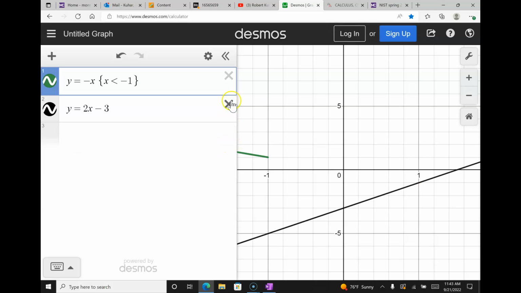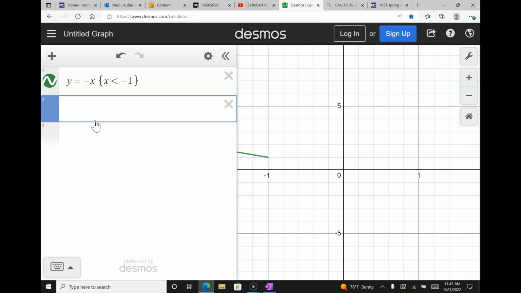And the curly brackets, right, for the restriction. y equals 2x minus 3 for x is bigger than 2. So curly bracket x greater than 2.